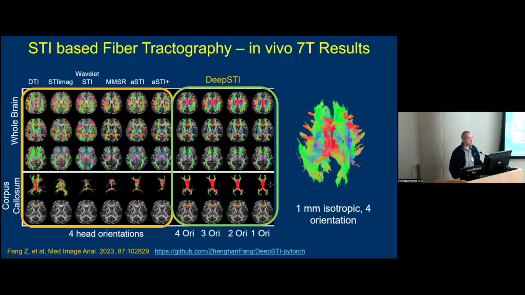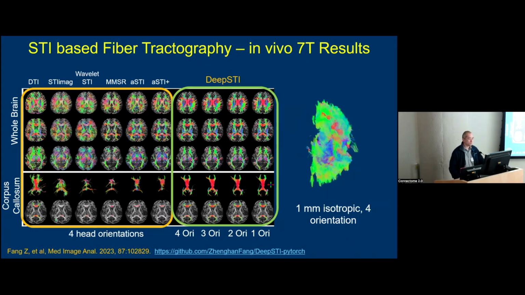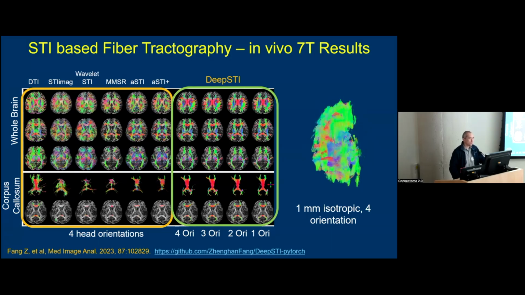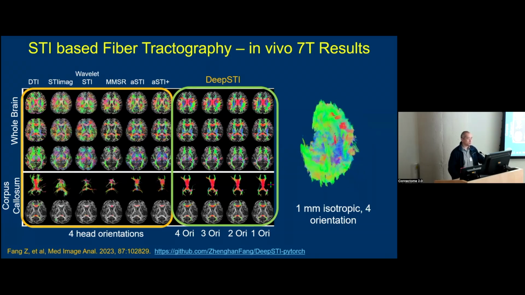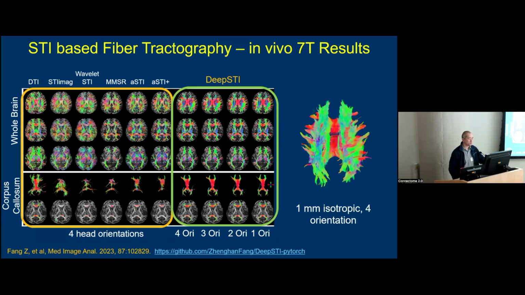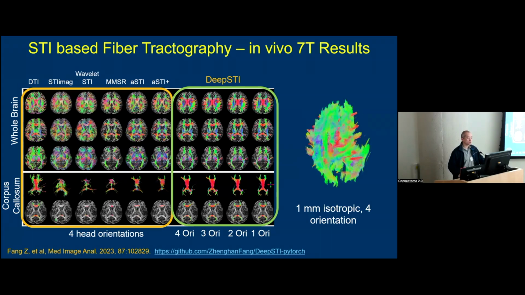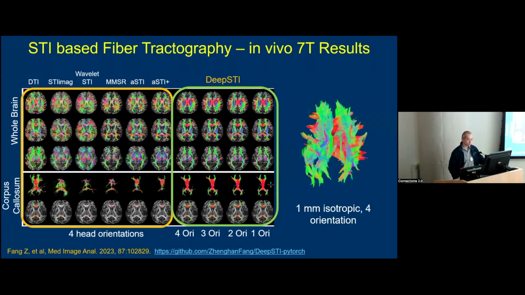And here I'm just showing some example reconstruction results using the deep STI that we acquired in vivo. So as compared to the conventional STI approach, the deep STI can give a much more complete tracking of the fibers over the whole brain, and also in specific fibers like those going across the corpus callosum. But of course, this current deep STI network has only been trained with data at about 1 millimeter isotropic resolution. So it does not yet generalize well to high resolution imaging.